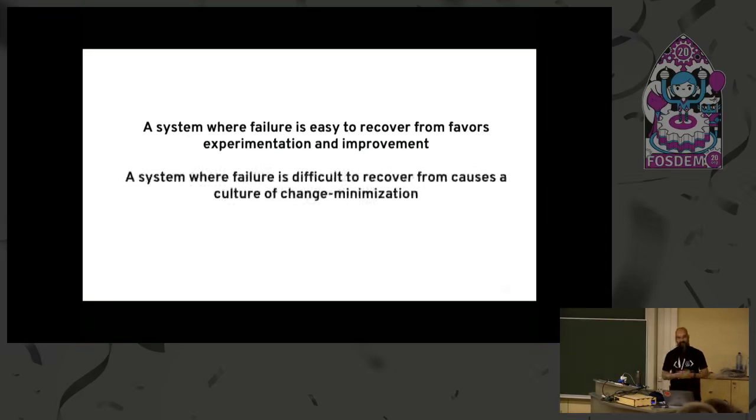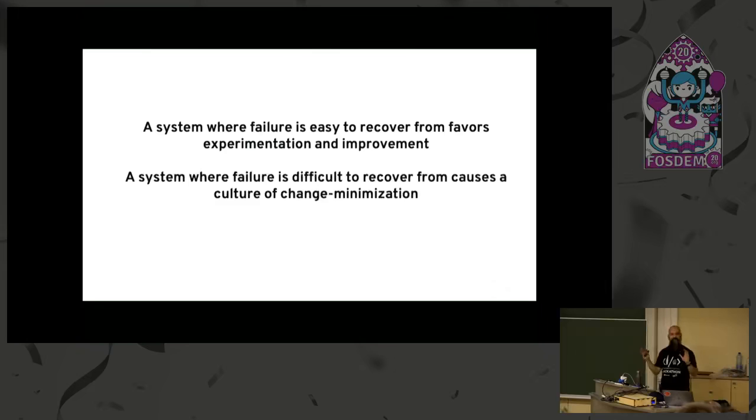Versus a system where failure is difficult to recover from, causes a culture of change minimization. You don't approach that at all. So you just say, I'm not going to touch it. This is where your change request boards and all of that bureaucracy comes in, because everybody's scared of failure. So knowing this distinction, you can just look at your own psyche or look at how your team or your friends in technology, or even actually outside of technology, behave.